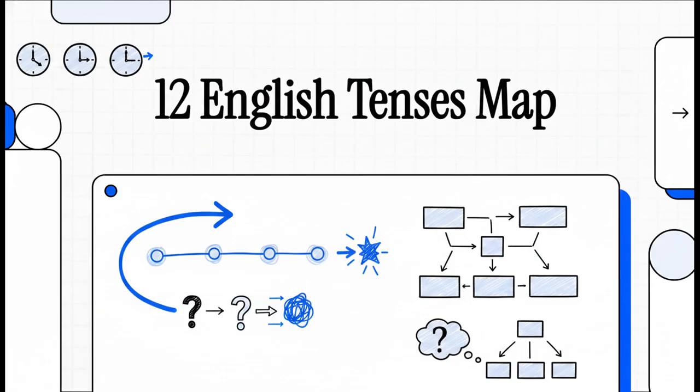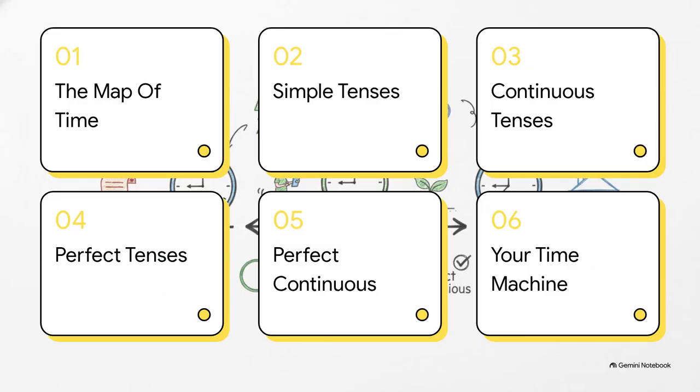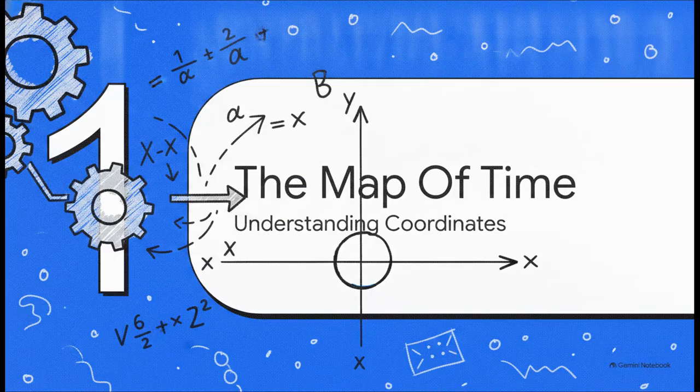Let's dive in. Here is our roadmap for today. We'll start with the map of time, move into simple tenses as specific points, then continuous tenses as lengths of time. After that, we'll hit perfect tenses for that point before point logic, tackle the perfect continuous tenses, and finally wrap it all up with your brand new time machine. All right, let's jump straight into section 1, the map of time.